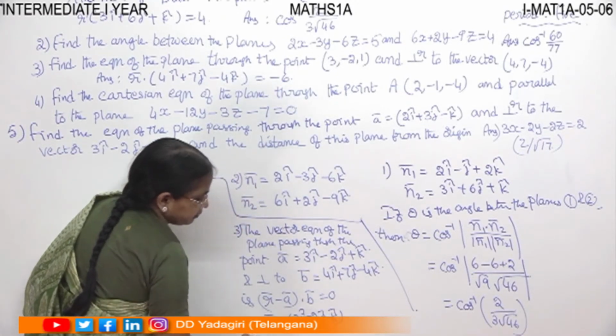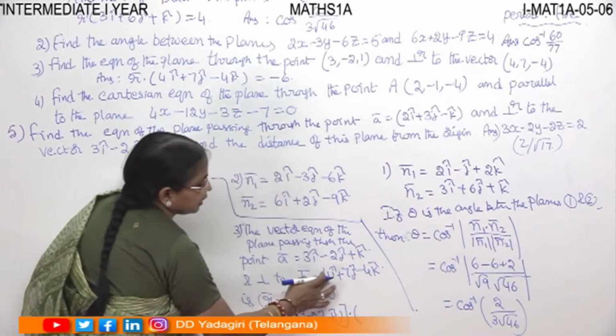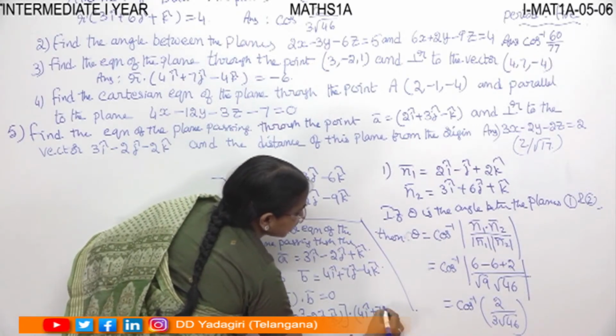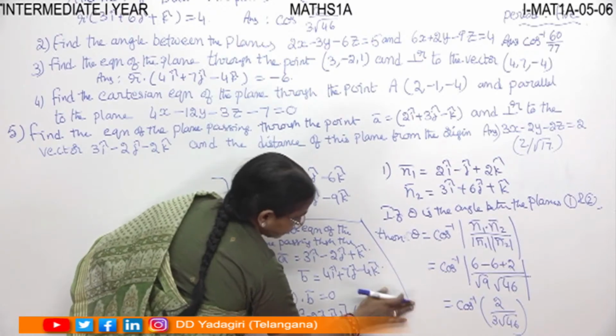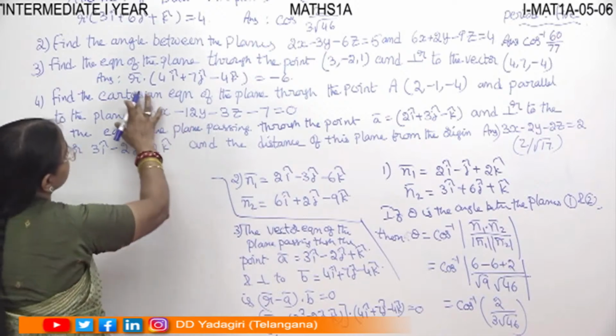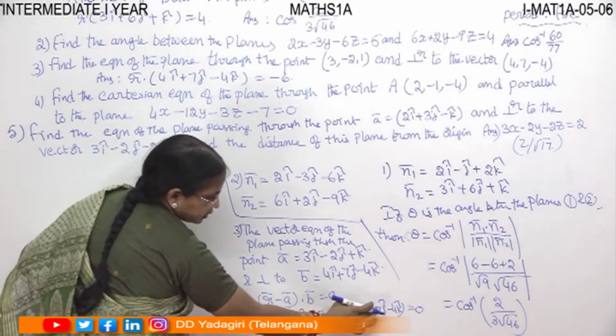(r minus a) dot b, what is b? 4i plus 7j minus 4k, is equal to 0. This is the equation. But in the answer he gave it like this. So what we should do is r dot this vector.